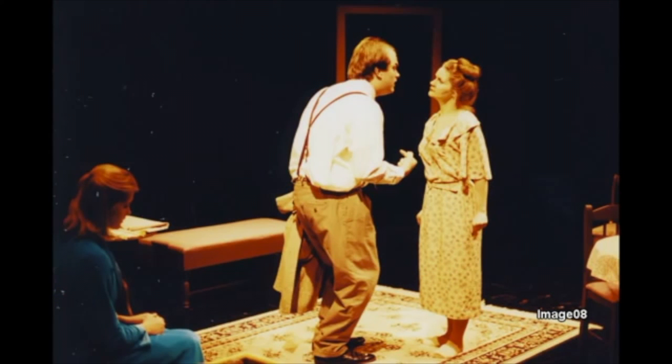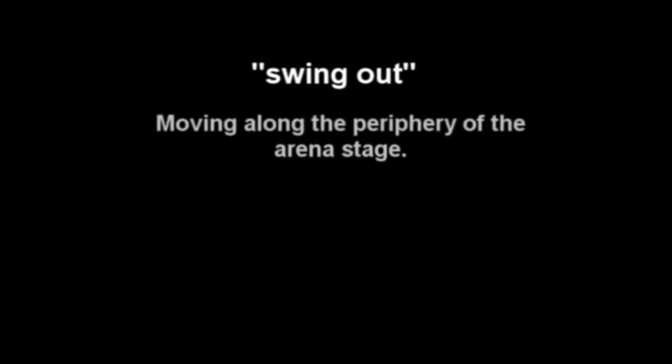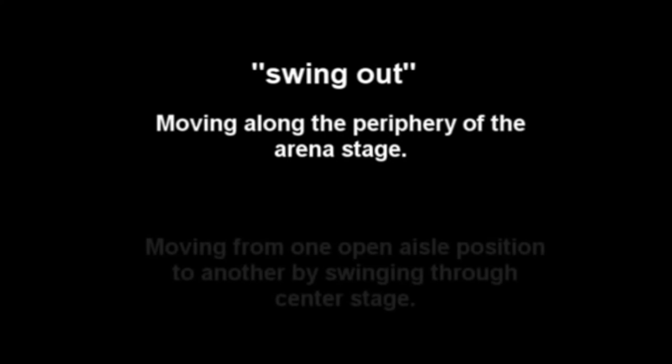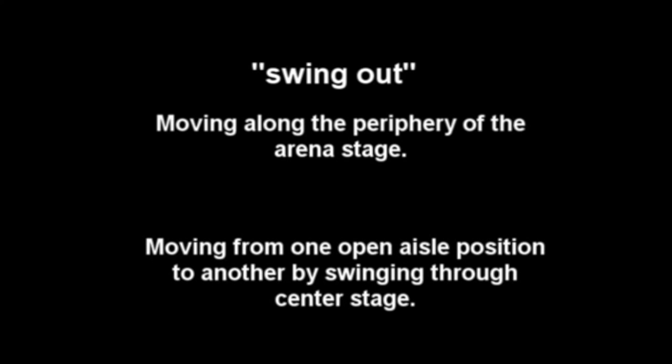The center stage of the arena space is an important traffic area of the arena stage. The actors are either making a curved movement at the periphery of the stage called a swing out move, or will move from one aisle to another by curving their move in toward center and then to a different aisle, creating a swing-in move.